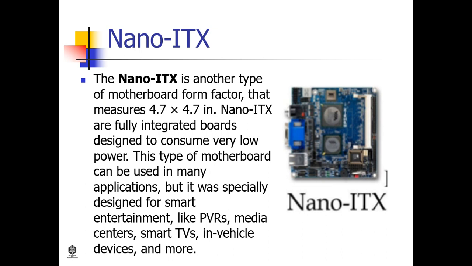How about the Nano-ITX? The Nano-ITX is another type of motherboard form factor that measures 4.7 by 4.7 inches. Nano-ITX boards are fully integrated boards designed to consume very low power. This type of motherboard can be used in many applications, but it was specially designed for smart entertainment like PVRs, media centers, smart TVs, in-vehicle devices, and more.